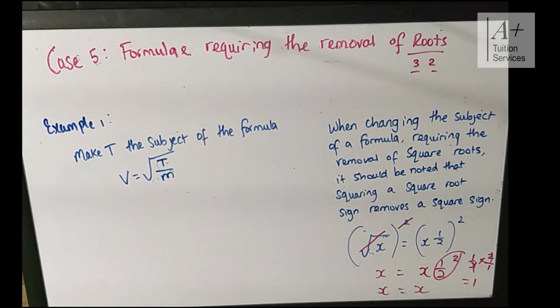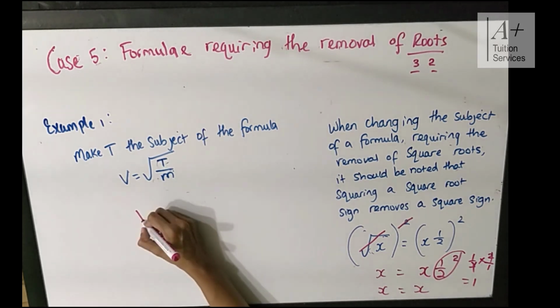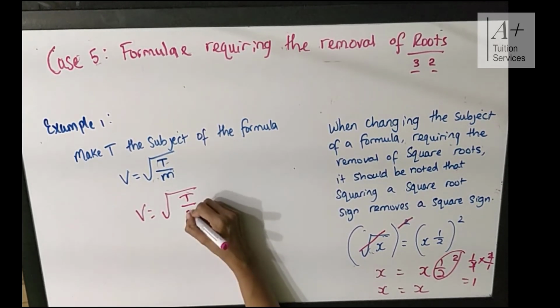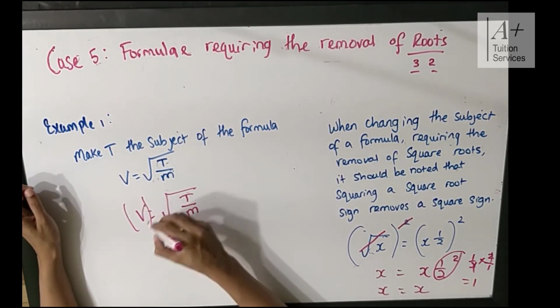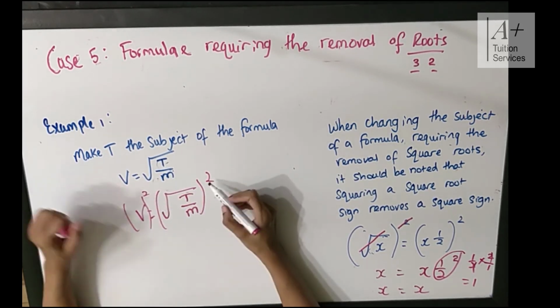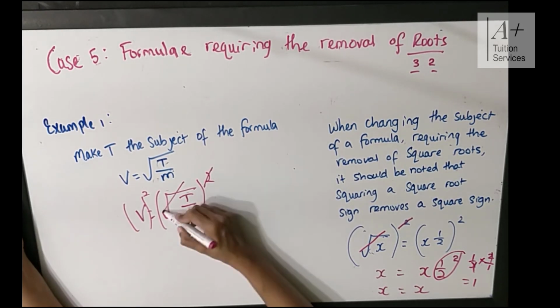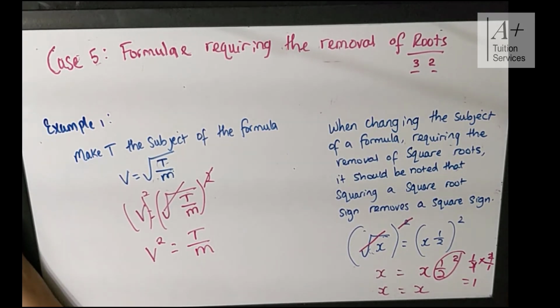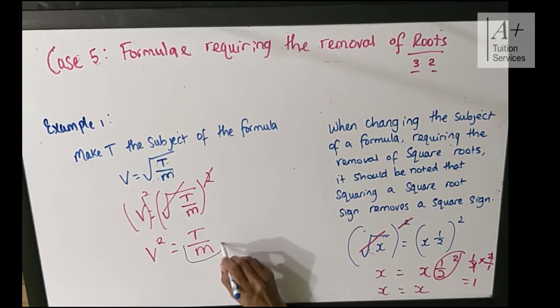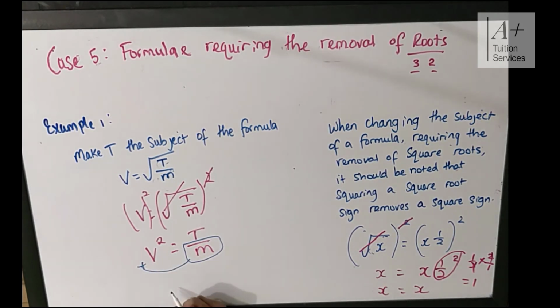So easy, easy, right? The first thing we will do is write it over. V is equal to the square root of T over M. And in order to get rid of this square root first, we need to square both sides. So we will put square here and square here. This square number here will take off the square root sign. So we now end up with V squared is equal to T over M. Now we can use case four, which deals with quotient, and we just remove the bottom part here, which is divided by M or over M, across here, and we'll end up with V squared multiplied by M is equal to T.